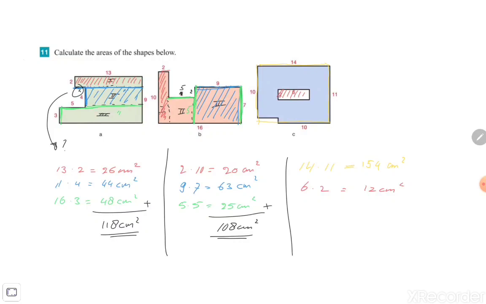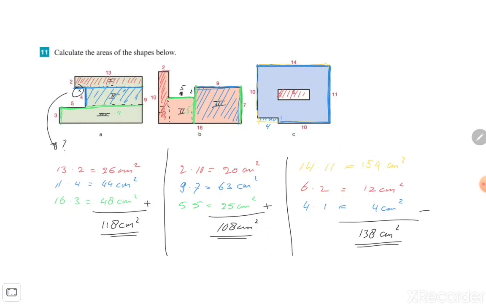And below this part, we have no idea what the dimensions are, but because we know that this is 10 and at the top you find it is 14, then this needs to be 4. And if you look at the left and the right side, this part is 11. We already have 10, so it needs to be 1. So we're gonna subtract 4 times 1 is 4 square centimeters. Now if you subtract 154 minus 12 and minus 4, then you get 138 square centimeters.